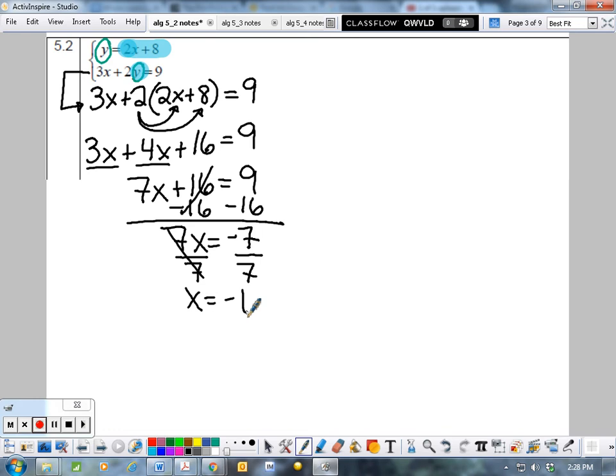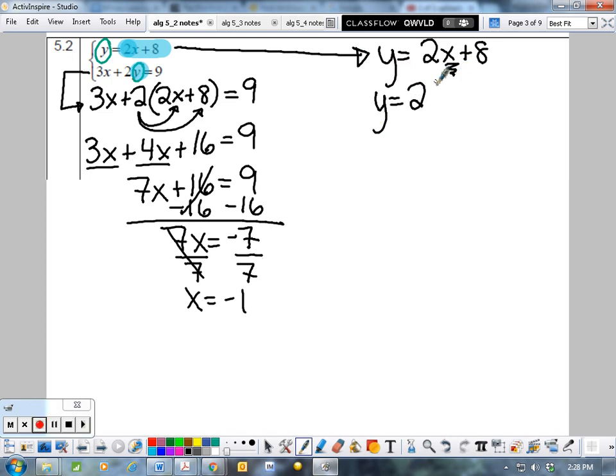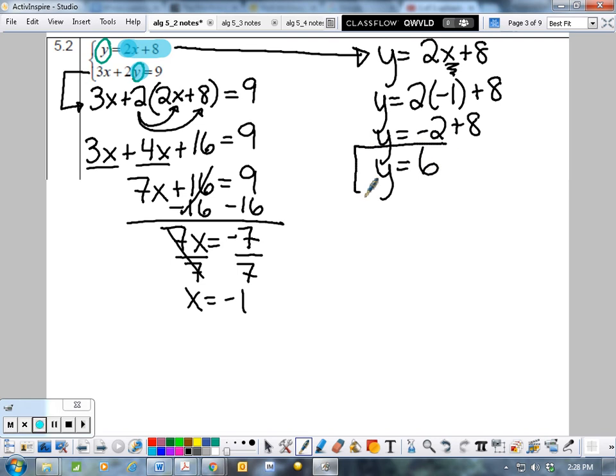Okay, so I have half my answer. I still have to plug it back in. So now I'm going to use my original y equals. So y is 2x plus 8, and in that x spot, I'm going to put my value. So y equals 2 times negative 1 plus 8. 2 times negative 1 is negative 2. And then negative 2 plus 8 is really the same thing as 8 minus 2, which is 6.